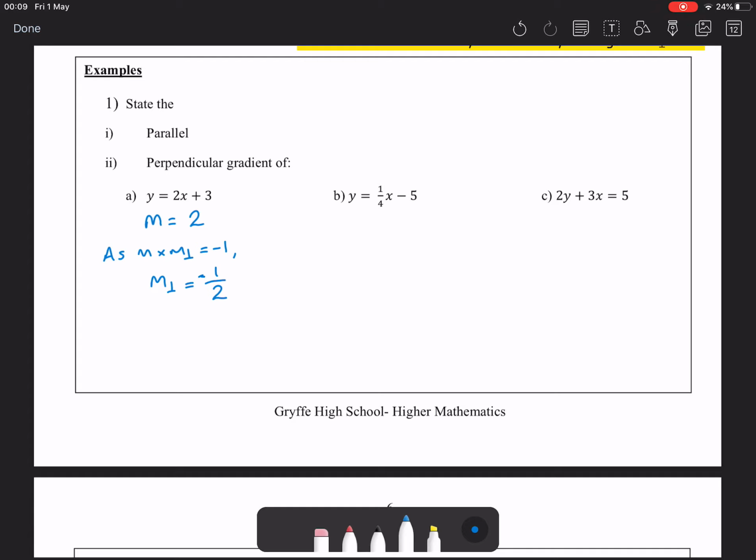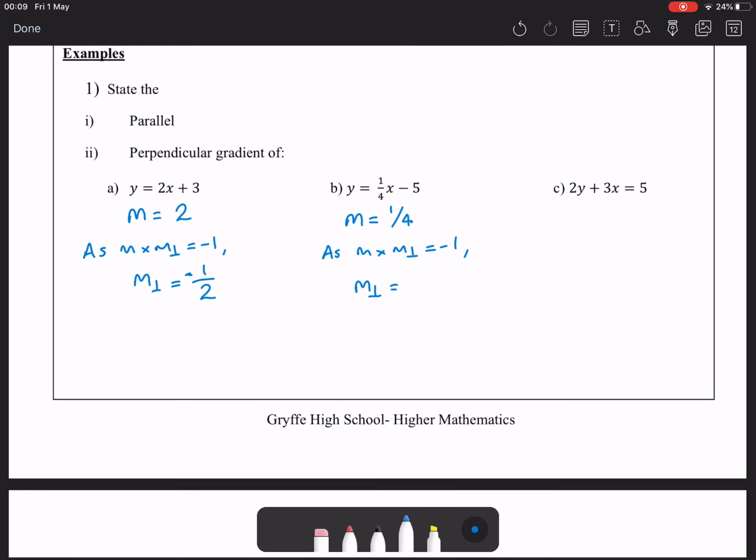For part B, y equals a quarter x minus 5. Any line parallel to that must have a gradient of a quarter. And as the gradient times the perpendicular gradient is equal to minus 1, 1 over 4 becomes 4 over 1 and made negative, so we would just have minus 4.